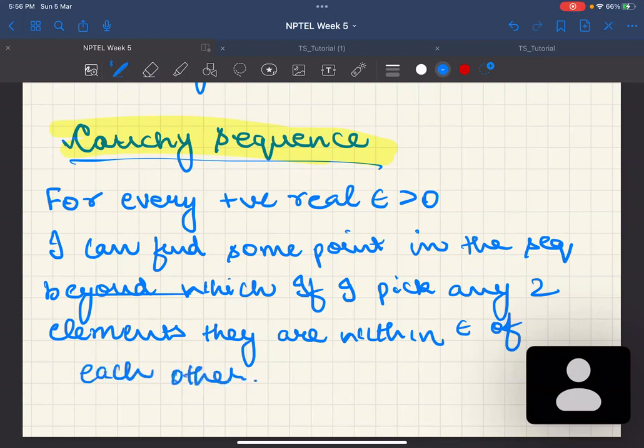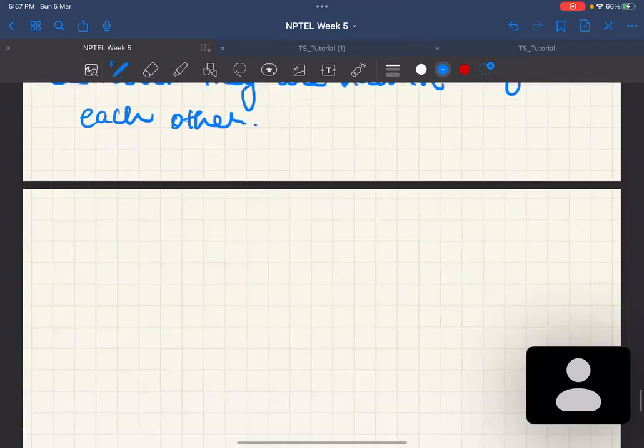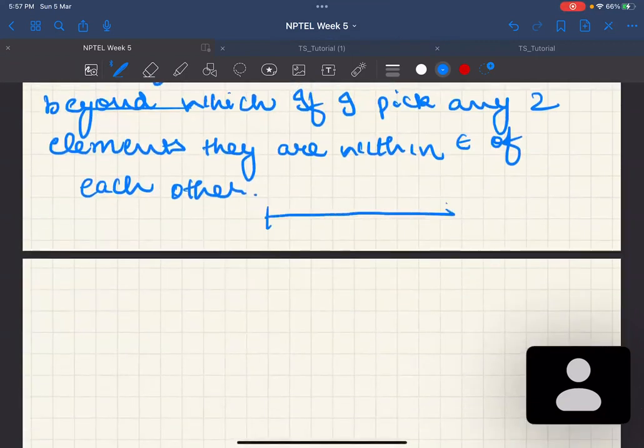What it says is, for every positive real epsilon greater than 0, I can find some point in the sequence beyond which if I pick any two elements, they are within epsilon of each other. Such a long definition. What it is saying is, beyond a point, if you pick any two elements, they will be within epsilon distance of each other, close to each other. What does it mean? A sequence in which elements are coming closer and closer to each other. That is basically a Cauchy sequence.